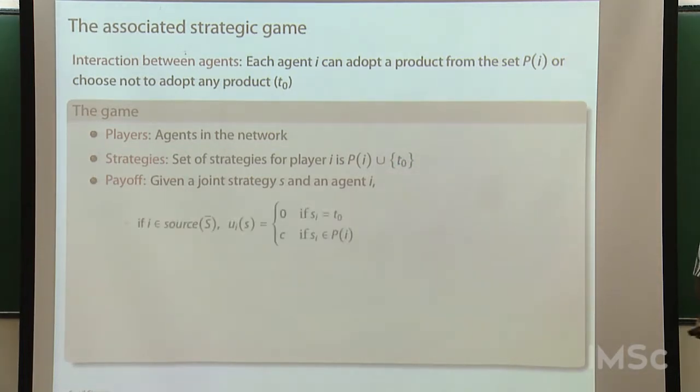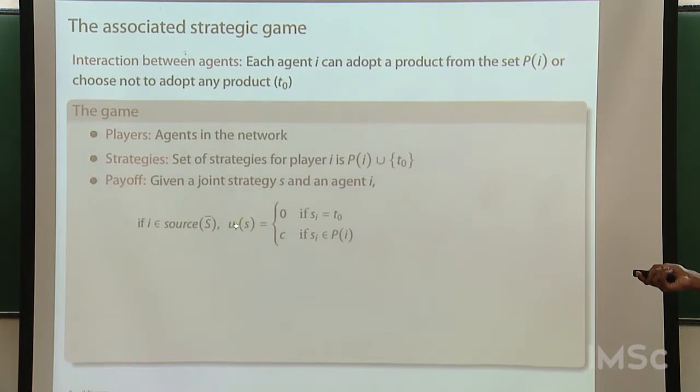So once you have a strategy profile S, this strategy profile is again an n-tuple where each component of that tuple tells which product that player chooses. Once you have a strategy profile, what is the payoff of player i?